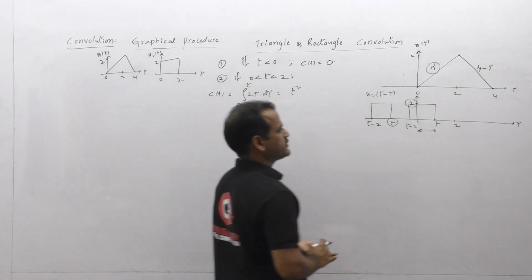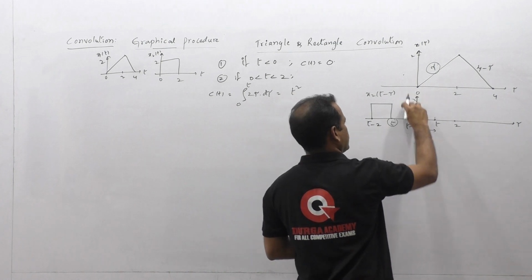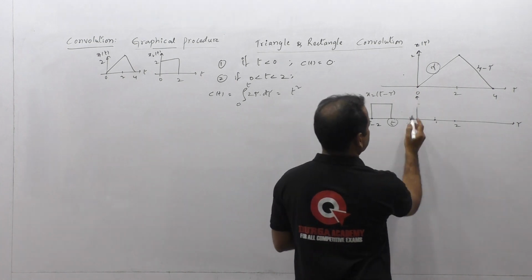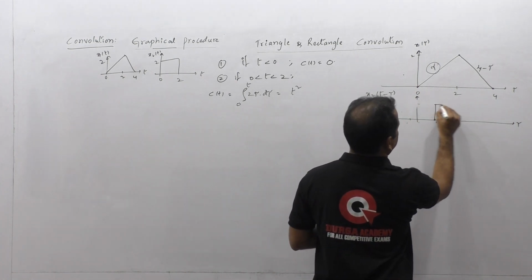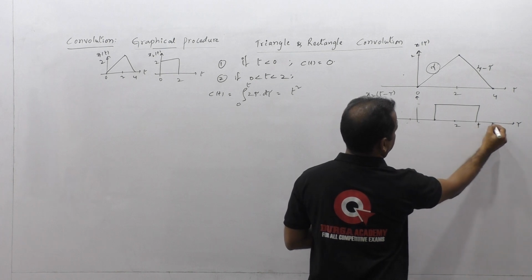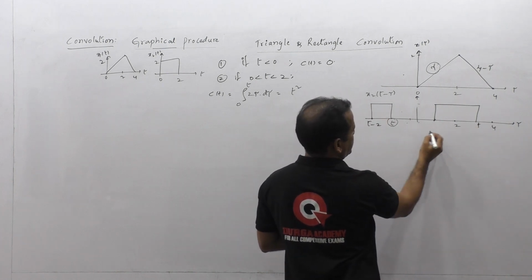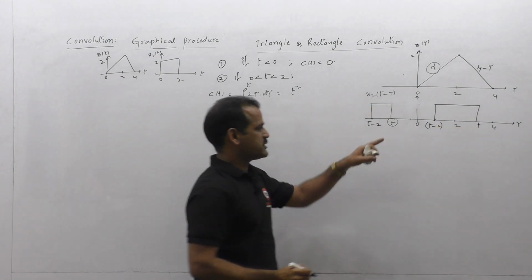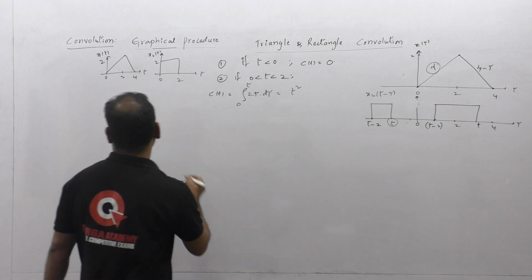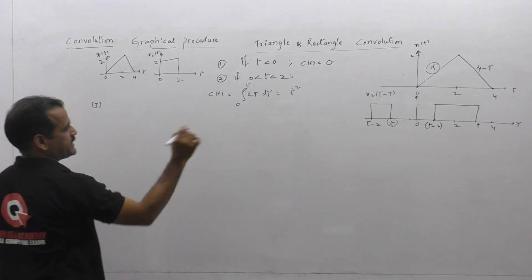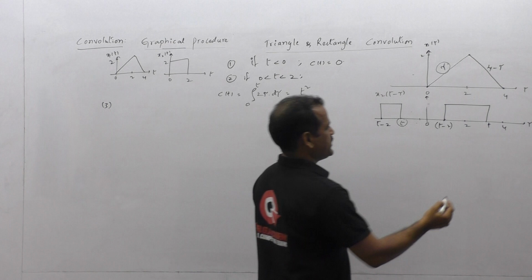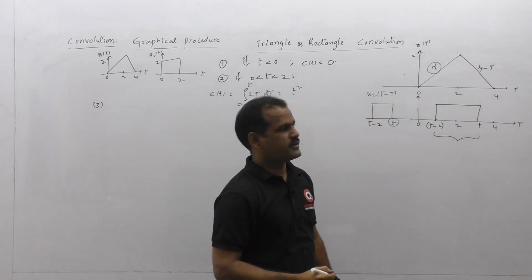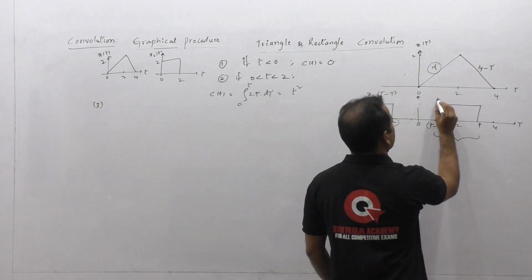Let us take the third case. In the third case, we take this rectangular function further forward like this, so that t is before 4 and t minus 2 will come from 0 to 2. So this is the third case we are considering. It has the non-zero limit from t minus 2 to t. The product will be non-zero like this.